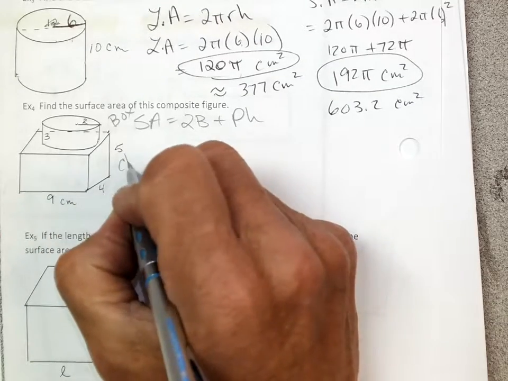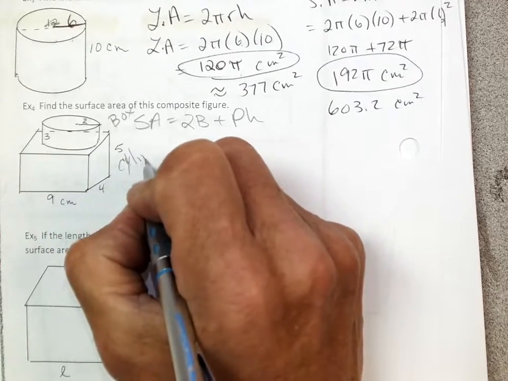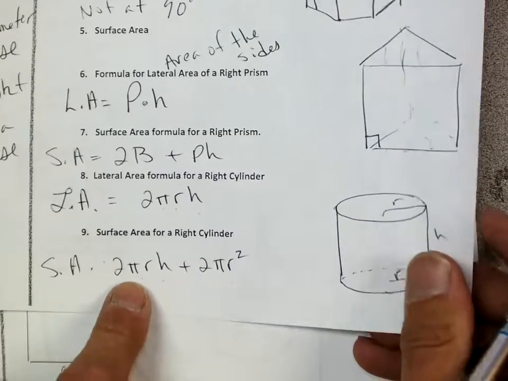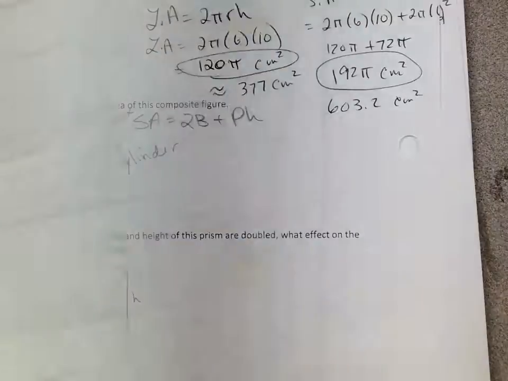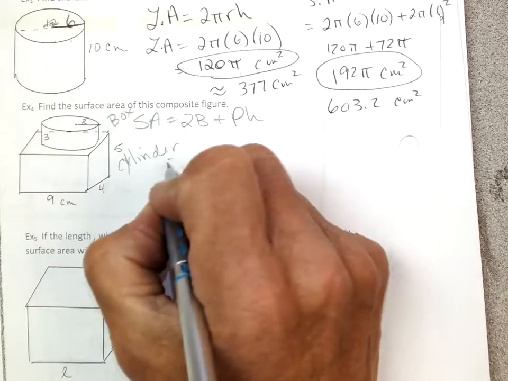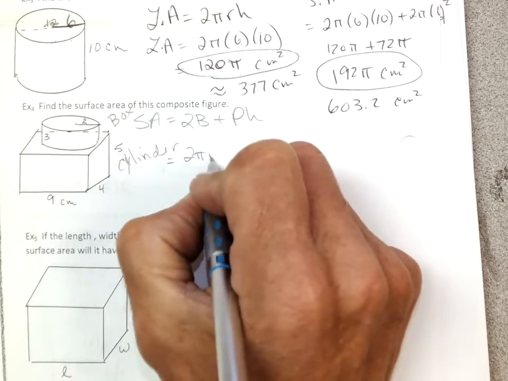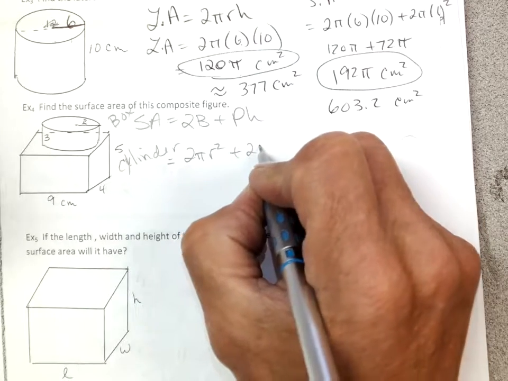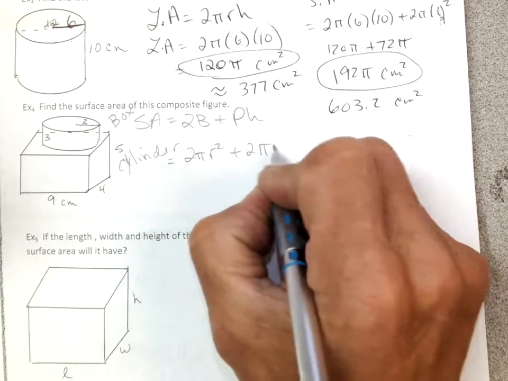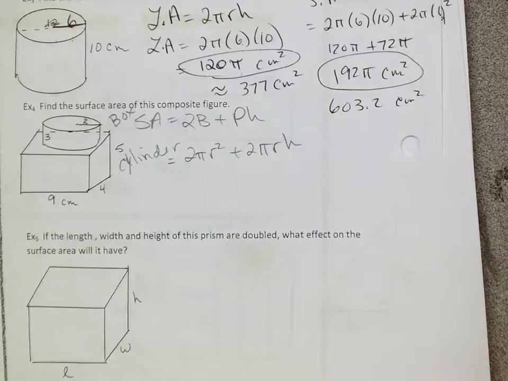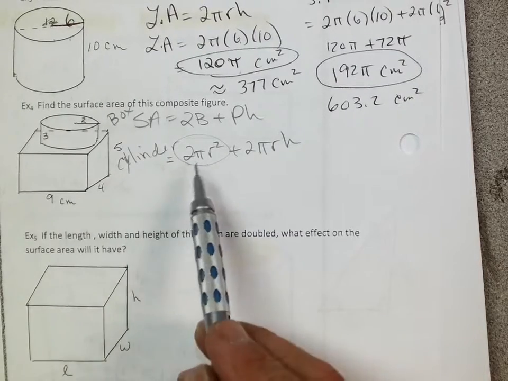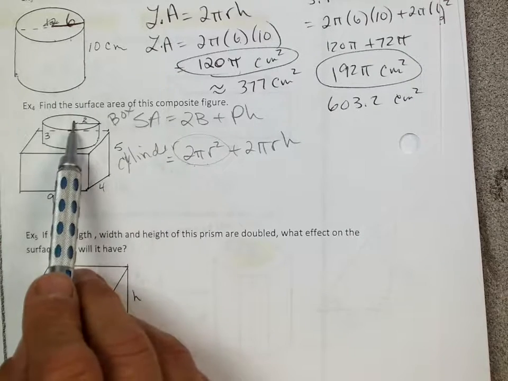Then I also have the cylinder. What's the surface area of the cylinder? Well, that's going to be my 2 pi rh plus 2 pi r squared. Plus my 2 pi r squared plus my 2 pi rh, right? Now, this is a circle, right? So I'm only going to have one of the cylinders here, right?